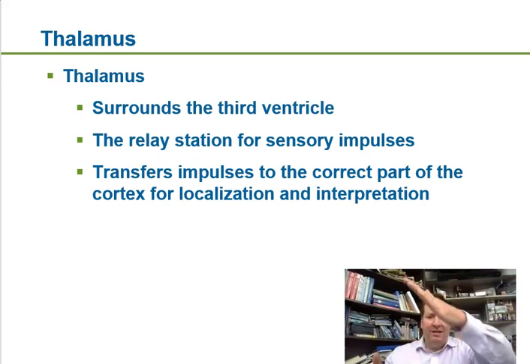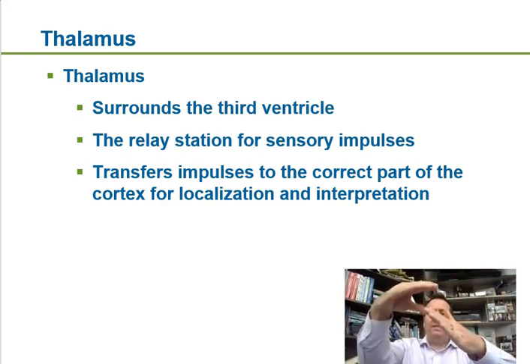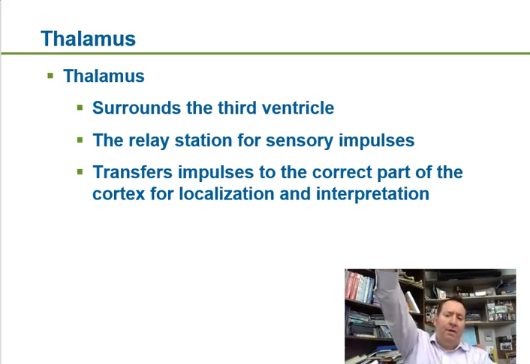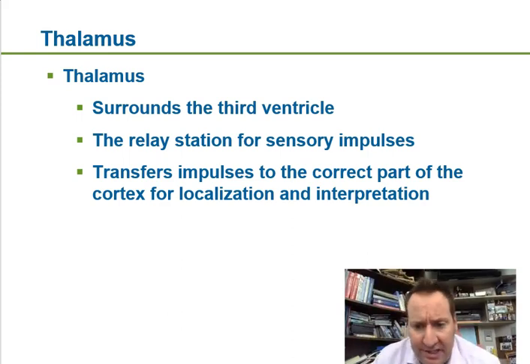Sensory information comes in, and your thalamus is like, oh, this type of sensory information gets processed, boom, over here. Let's hook you up with the correct association neuron. And that's what the thalamus is going to do.